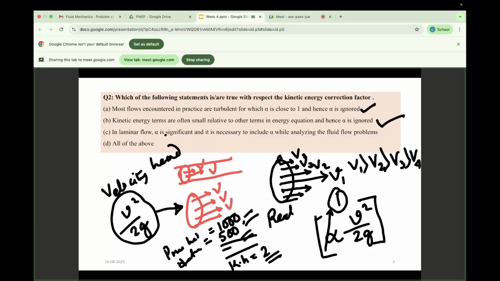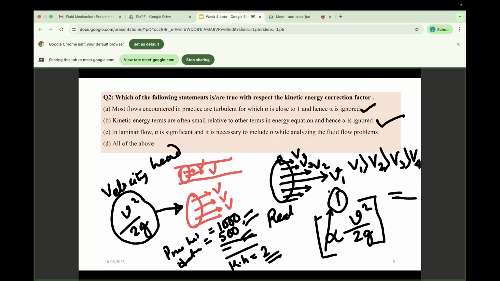And in laminar flow, alpha is significant, and it is necessary to include alpha while analyzing the fluid flow problem. See, you know the difference between laminar and turbulent flow, right? In turbulent flow there is disturbance among the fluid layers, whereas in laminar flow there is no such disturbance, so it remains constant throughout the fluid path. That is the basic difference. So in laminar flow, the disturbance is less, and you have to consider this value.